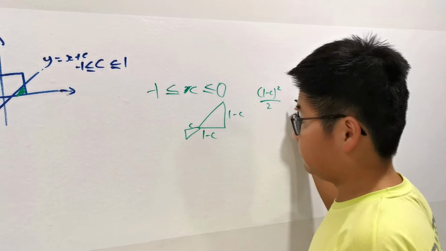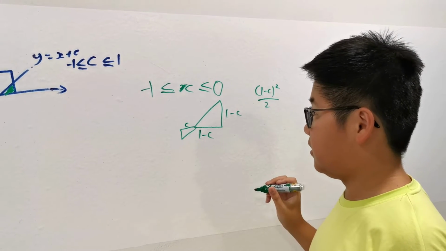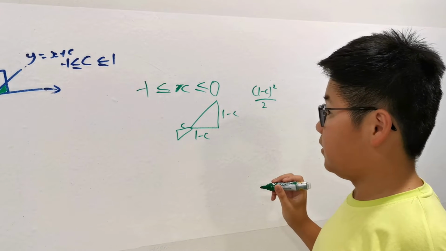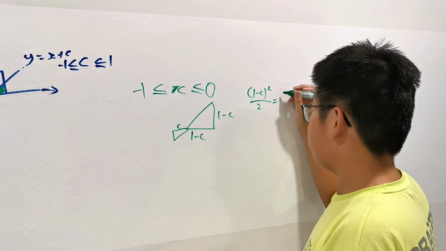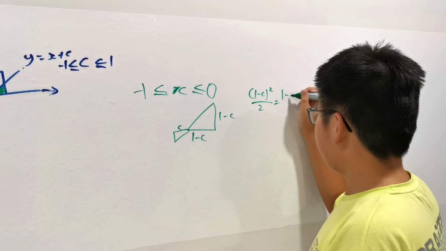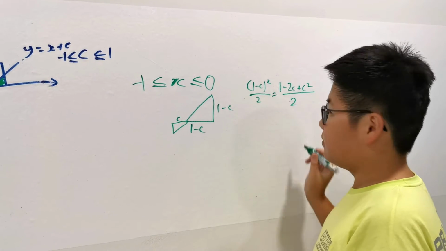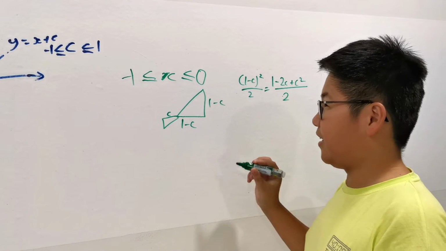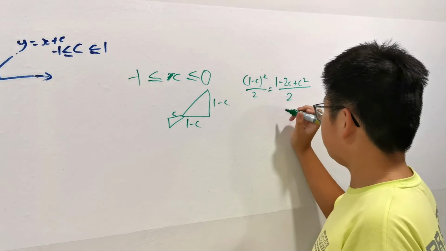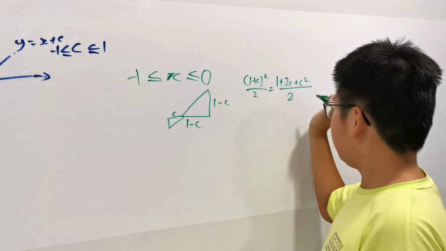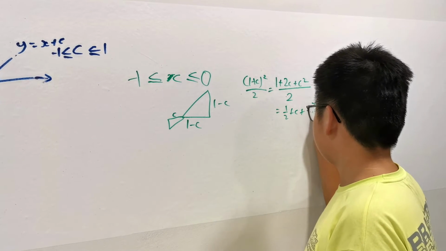This is going to be a very interesting question. It's going to be (1 minus 2c plus c squared) over 2. Interesting equation. And don't forget that the c will be negative here. So this should become (1 plus 2c plus c squared) over 2.